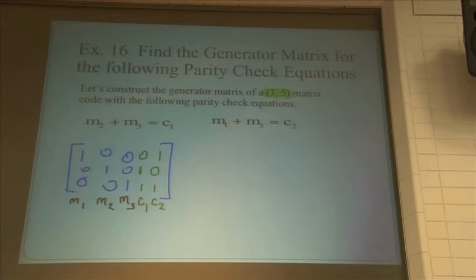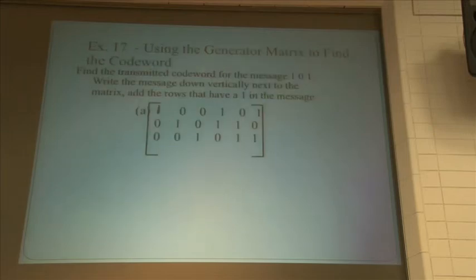Now, we have to be able to apply this generator matrix. Find the translated code word for the message 101. Okay, so that's the word we want to send. And this is the generator matrix that we figured out. All right. What to do?